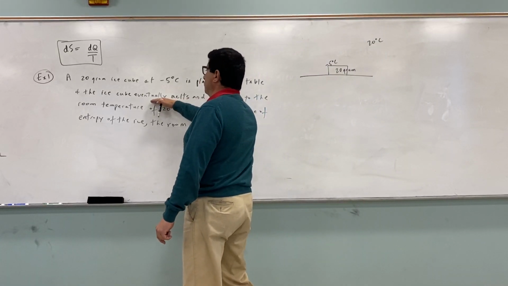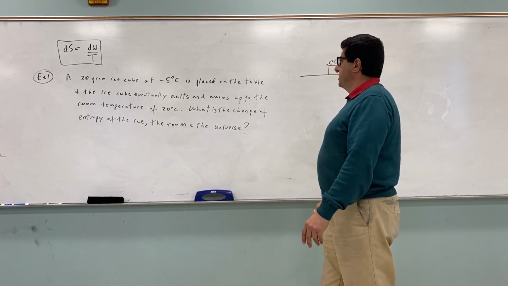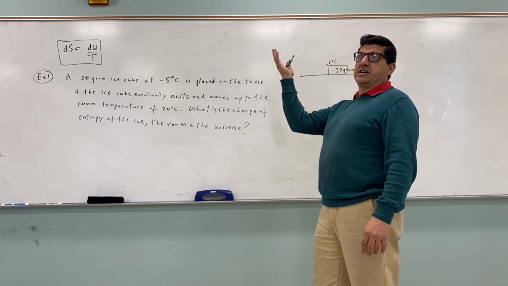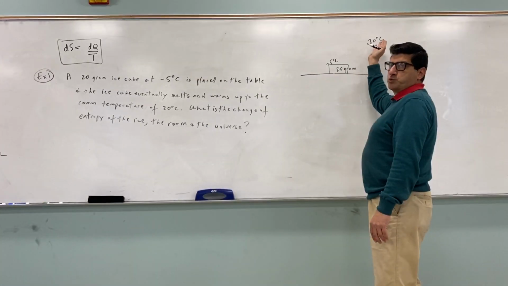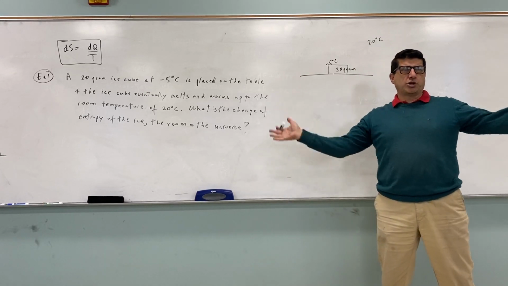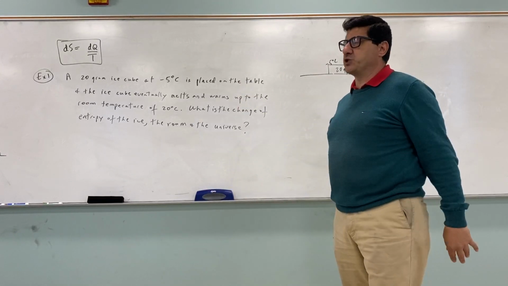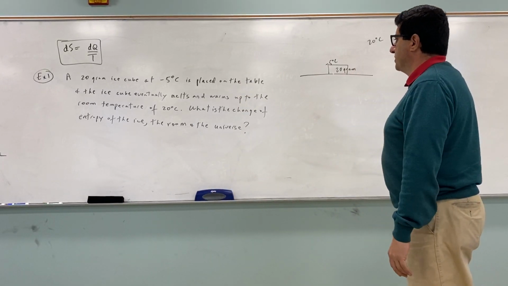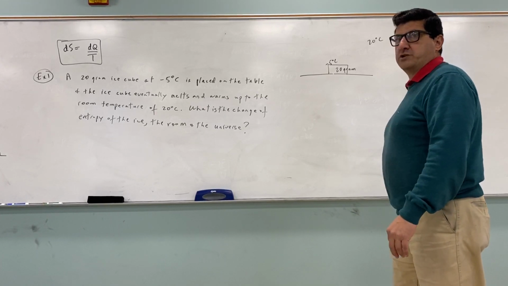The ice that you leave there on the table will melt, right? And then eventually the temperature of the ice will warm up, and it will reach equilibrium with the room temperature. Okay? We're assuming that the room is so large that its temperature doesn't change, it stays pretty much at 20. So what is the change of entropy of the ice, the room, and the universe?